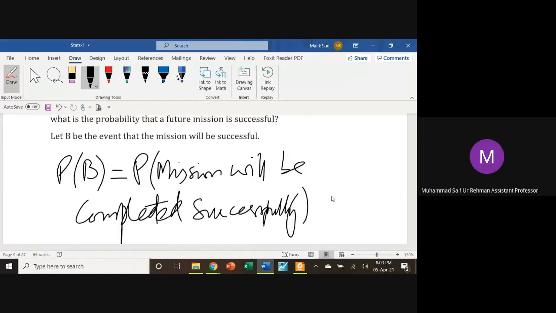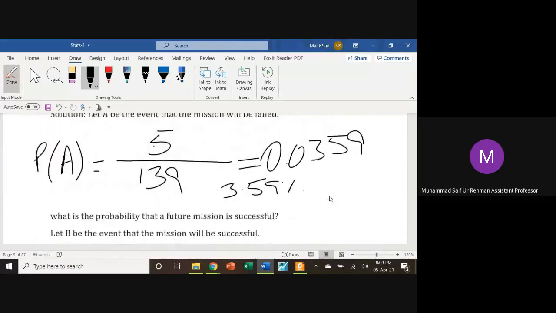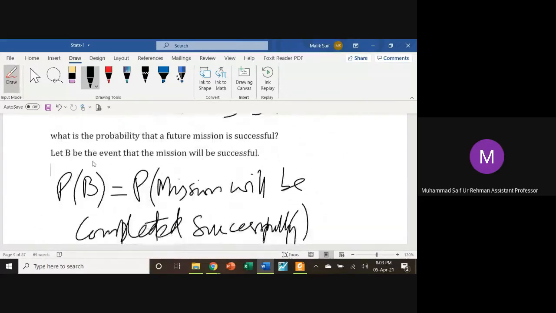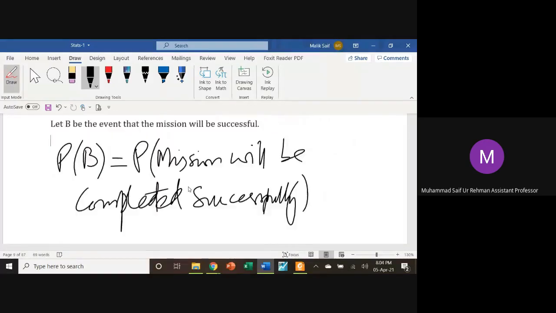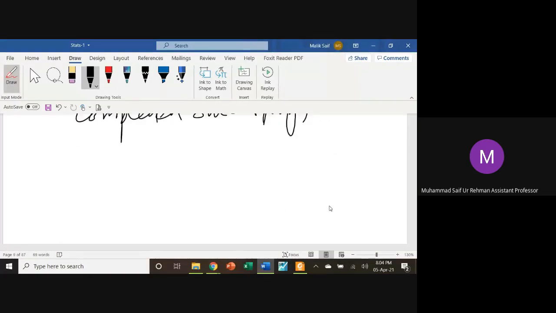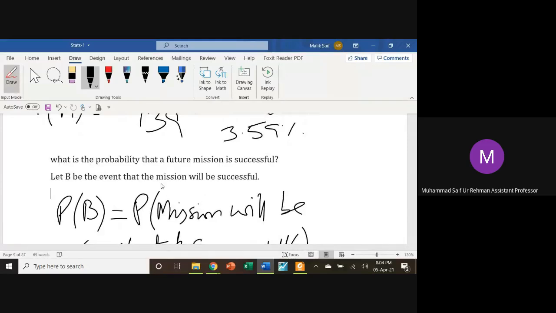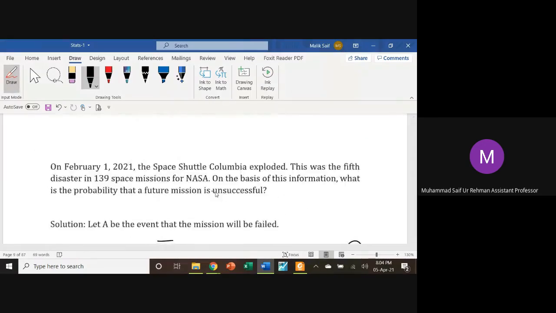So therefore, we define events first, and then we use whatever we define, so that we don't write the statements again and again. So in this particular case, probability of B, as we have defined, is that mission will be successful. So you have to see the question: how many times was the mission successful? Definitely 5 times it was not successful.